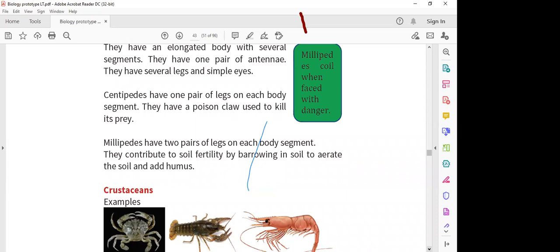They add humus. Of course, their excreta, and upon their death, will add humus to the soil. So soils with millipedes will benefit. Millipedes are very important macroorganisms of soil.